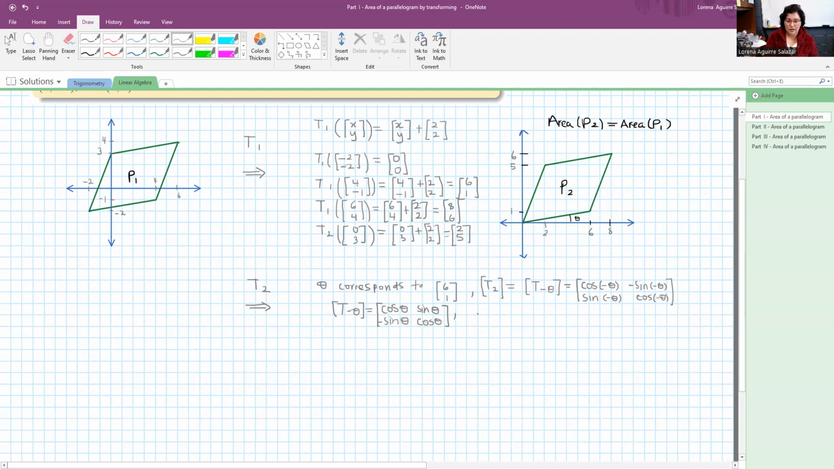In other words, theta is the angle whose tangent is 1/6. Or there's no need to write theta that way. You can just say theta corresponds to the point (6, 1). Okay.